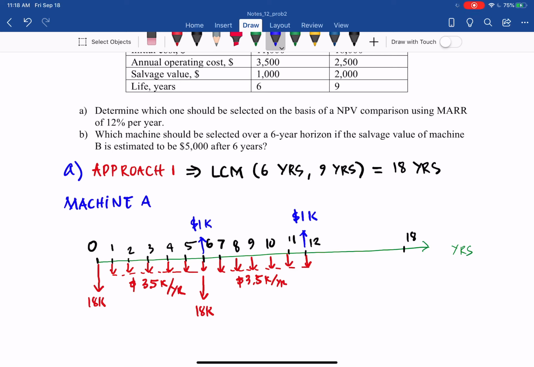And similarly, I replicate that, the same for the last 6 years. I buy the third machine A, and then I have to generate the operating cost, 13, 14, 15, 16, 17. Same amount, 3,500 per year for operating costs. And at the end, I resell that for 1,000 service value.